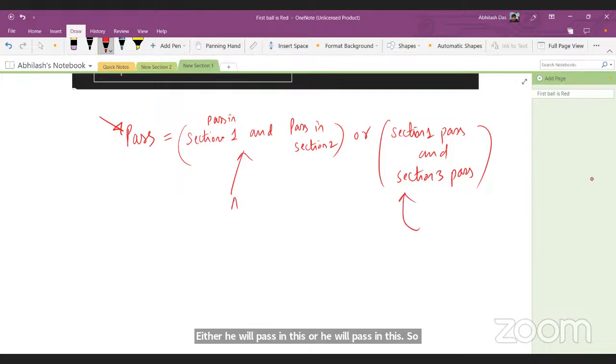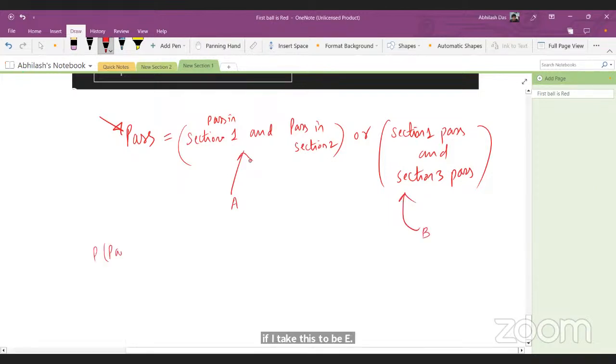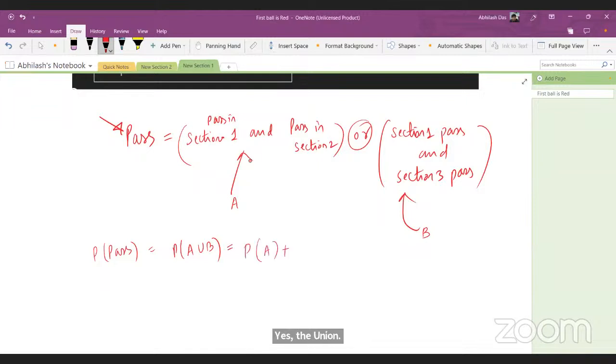So if I take this to be A and this to be B, so what will be P of pass? It will be P of A or B. What is OR? OR is union, right? Yes, sir. Union. So if I expand this, it will be what? P of A plus P of B minus P of A intersection B, right?